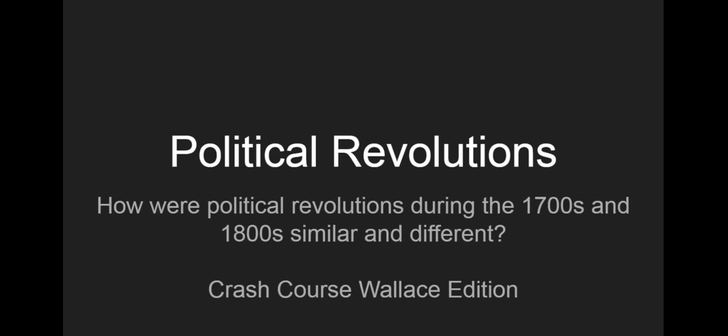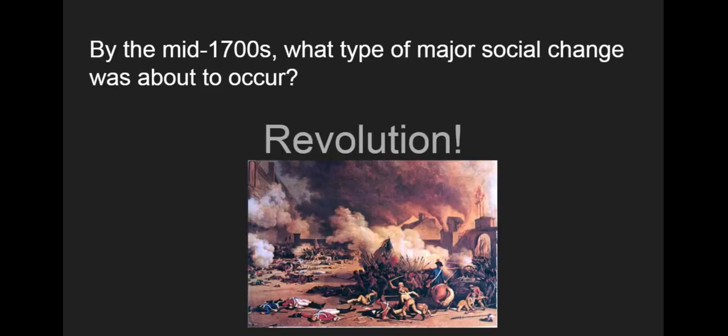So, the essential question for this unit is how were political revolutions during the 1700s and 1800s similar as well as different from each other? So, by the mid 1700s, what type of major social change was about to occur? Revolution, of course. Okay. The image on this slide is a battle and revolt taking place during the French Revolution.